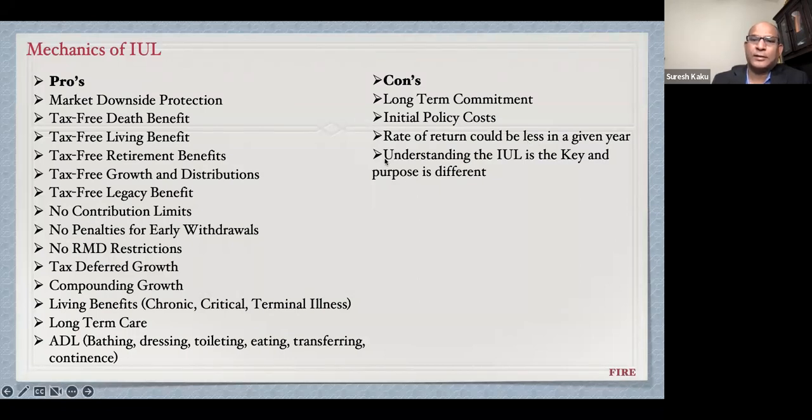Another important thing is understanding the IUL is the key, and the purpose is different. The purpose of this one is basically to give protection where needed, grow the money tax-free, pass on the legacy tax-free, and use the money tax-free whenever you need. So Anil Garu, do you have anything to add?